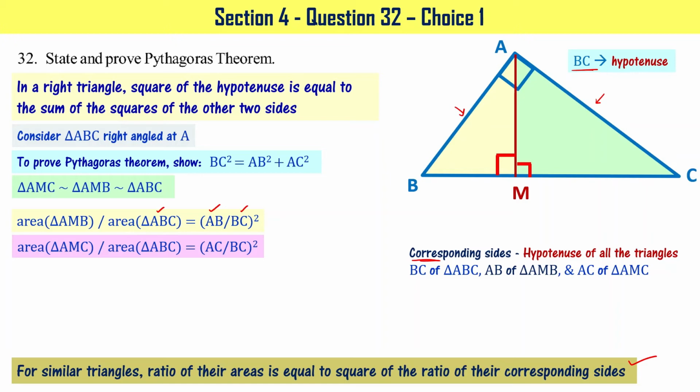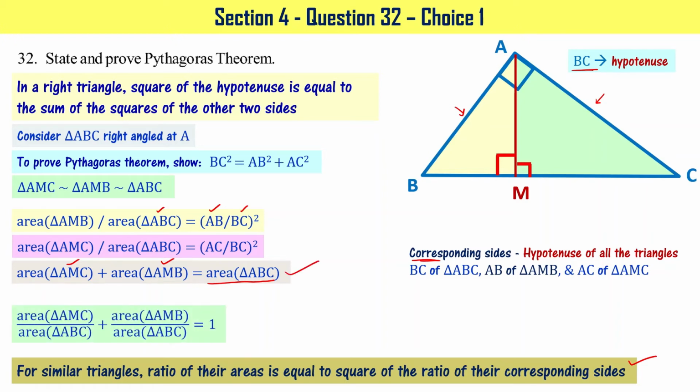And as you have seen in the figure, triangle ABC is split into two small triangles, right? It means area of triangle AMC plus area of triangle AMB is going to be equal to area of triangle ABC, because these two triangles have formed out of triangle ABC, right? Now let me rearrange this particular equation. When I rearrange, I can write it as area of triangle AMC divided by area of triangle ABC plus area of triangle AMB divided by area of triangle ABC equal to 1, right? Means on both the sides I have divided this equation with area of triangle ABC, right?